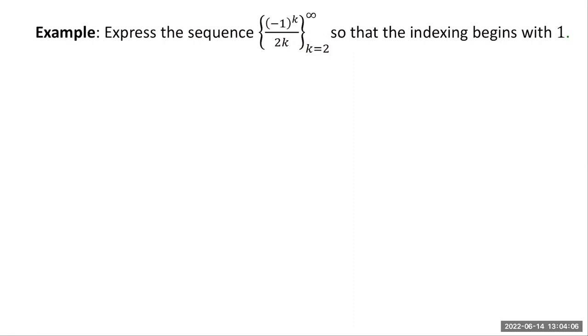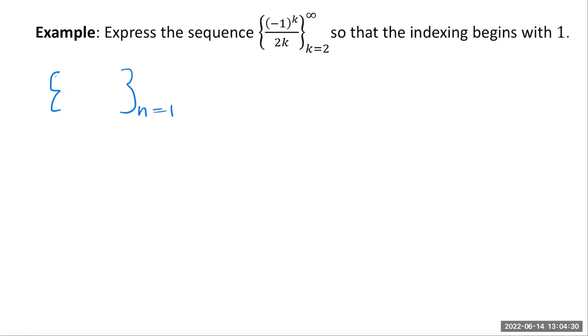Well, let's use a different indexing variable to write the new sequence. I want my new indexing variable to start at 1. So I will take my new indexing variable to be n. I want n equal to 1. I want my sequence to start at n equals 1. Now I need to figure out what I am supposed to put here. Here is how you find that.